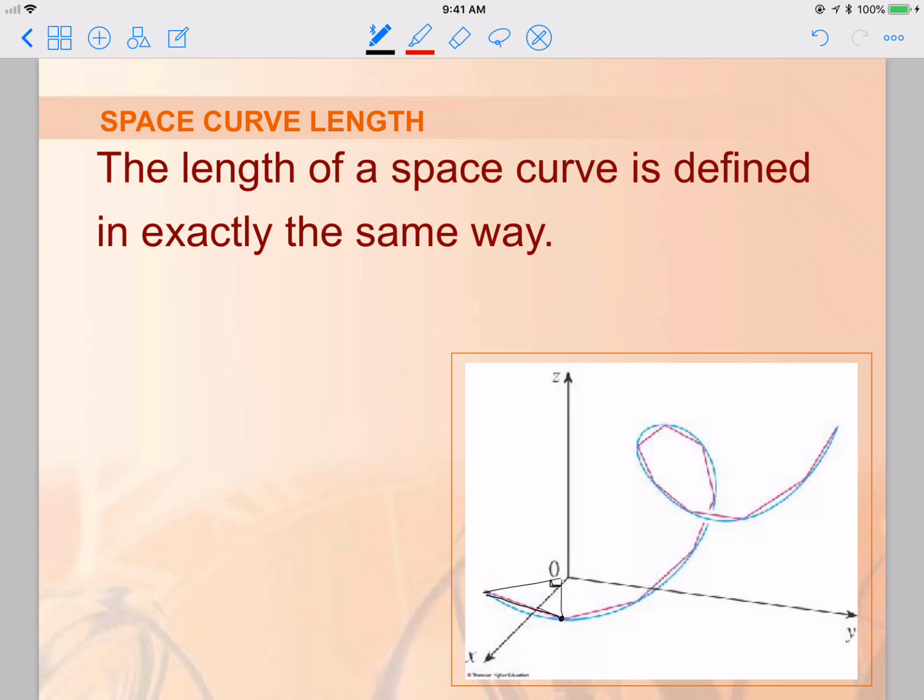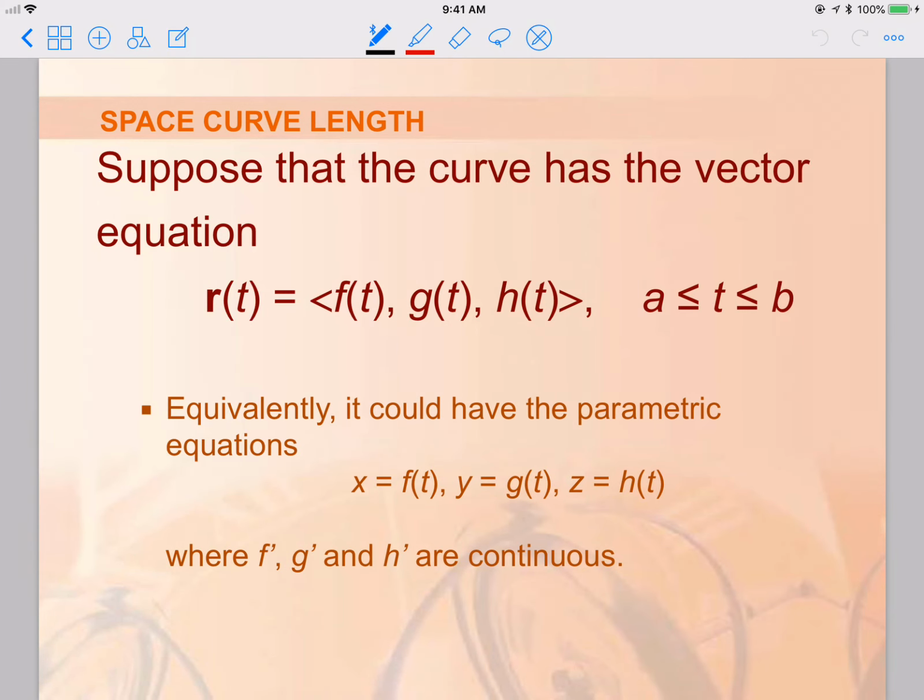Okay? So the length of a space curve is defined in exactly the same way. It's just now our distance, right? Instead of distance being the square root of x squared plus y squared, that's for 2D. In 3D, our distance is the square root of x squared plus y squared plus z squared. Okay? So we have our formula, which corresponds to our x component, our y, and our z.